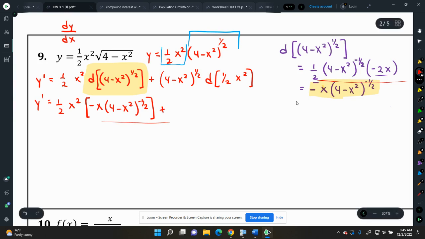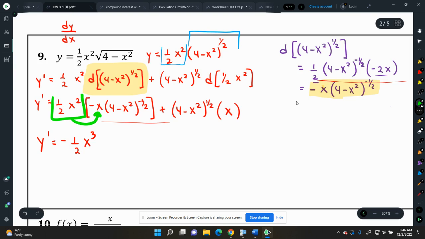Okay, now the next part. So we got plus 4 minus x squared to the 1/2. Now this is an easy one to differentiate because this is the old stuff. So 1/2, we're going to take the 2 in front. 2 times 1/2 is 1. So we're just left with x. Okay, so now we just have to clean things up a little bit. y prime equals, so I've got a negative here, so it's negative 1/2 x to the third. I'm distributing this 1/2 x squared.